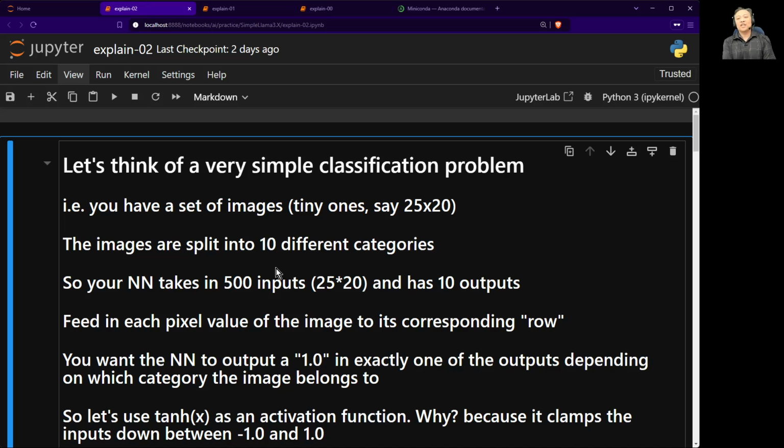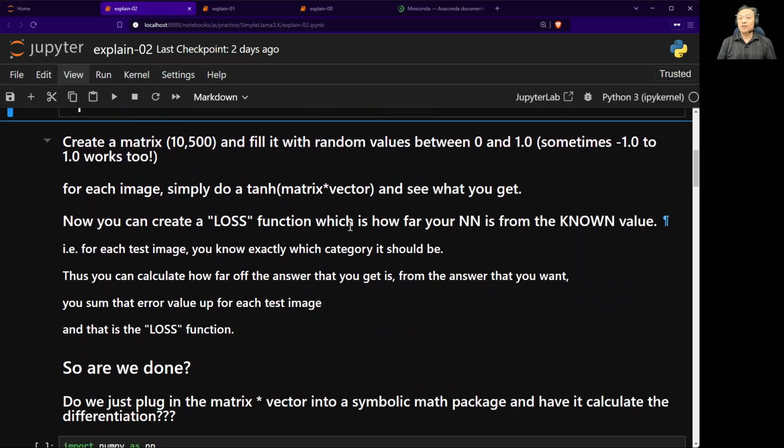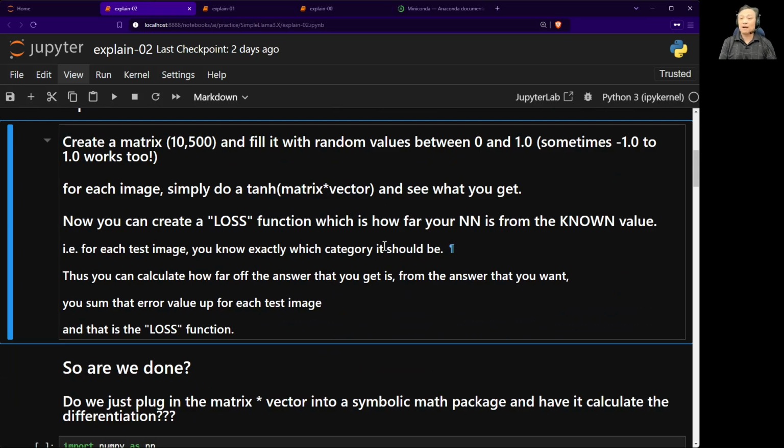And what you do is you feed in each pixel value of the image to a corresponding row of the matrix. And the key idea here is that you want the neural network to output a 1.0 in exactly one of the outputs, depending on which category the image belongs to. For this, we can use hyperbolic tangent, tanh, as an activation function. Why? Because it clamps the inputs down from whatever they are to between -1 and 1. So you create a matrix, say 10 by 500, and fill it with random values between 0 and 1. Sometimes -1 to 1 works too.